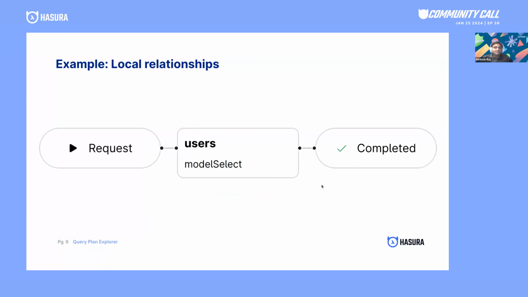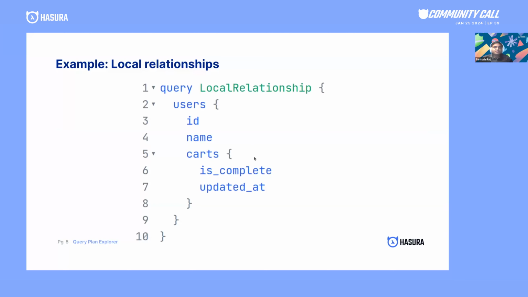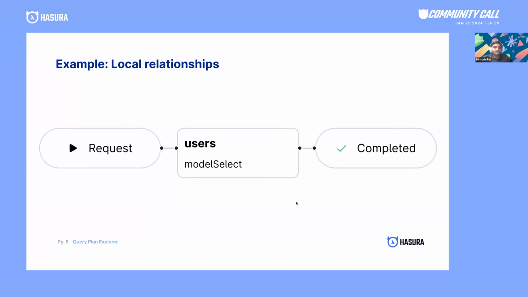So let's see how the query plan will look. You can see that it only has a model select because the local relationship is actually handled by the data connector. So what the Hasura V3 engine will do is just create a query and send it to the data connector.